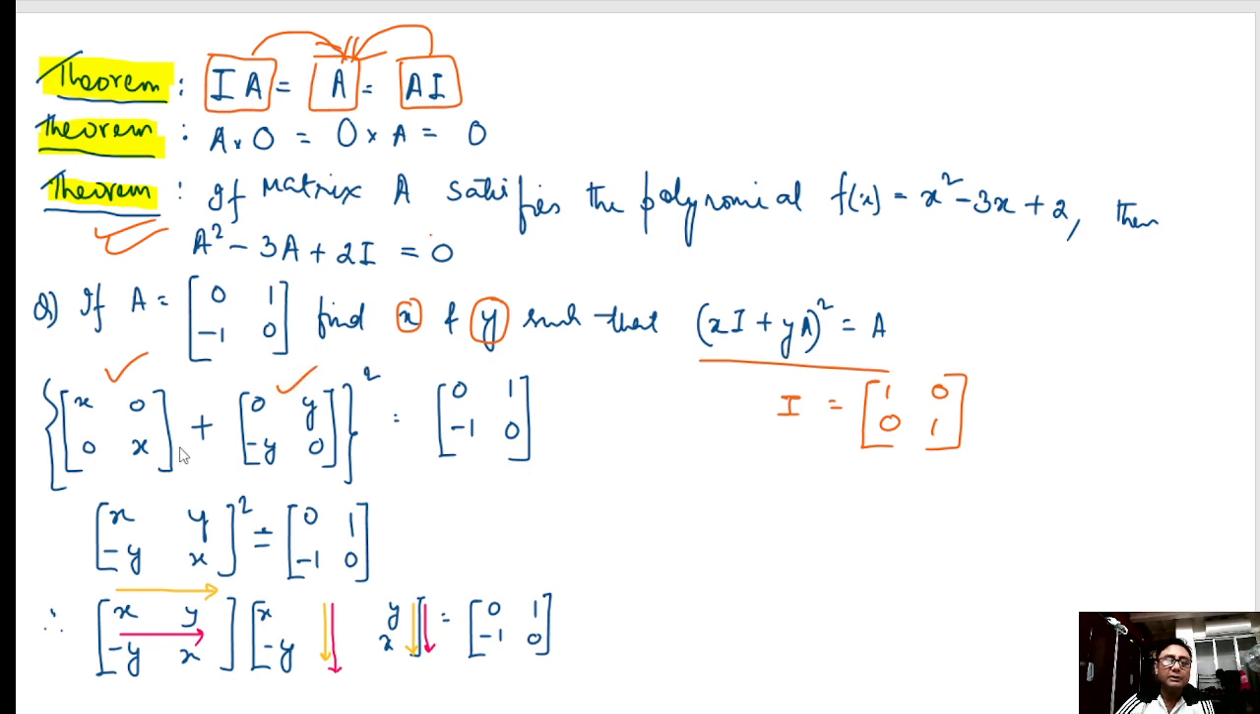Now we have to add it first. So x plus 0 is x, 0 plus y is y, 0 plus minus y is minus y, and x plus 0 is x. And now we have to square it. That means we have to multiply it 2 times. This is how we write the matrix, and I told you how to multiply it.